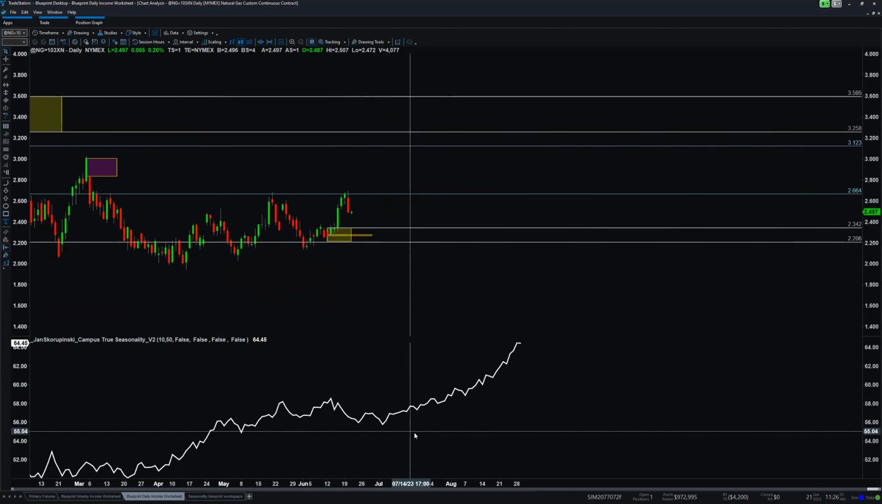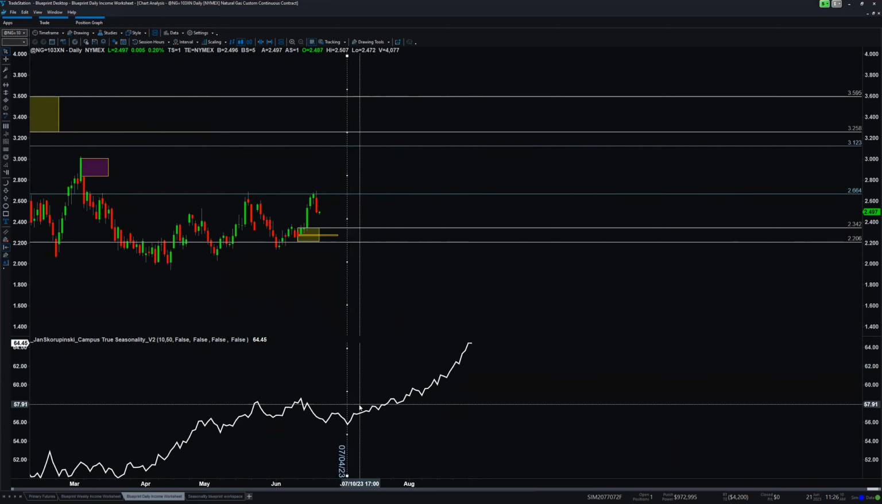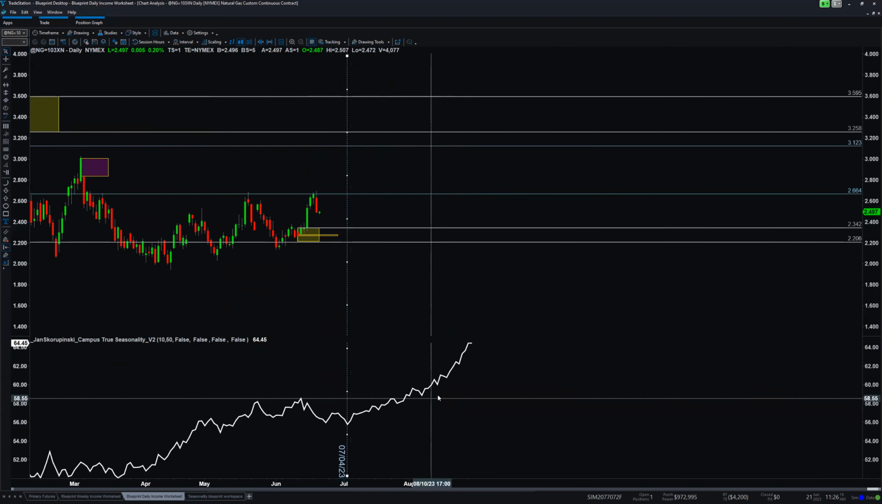Wow, right? So good thing that we added some days here, because what do we want to do? Oh, it's quite obvious what we want to do, right? We want to look to buy. So buy the pullbacks into demand. True seasonals are very, very bullish.